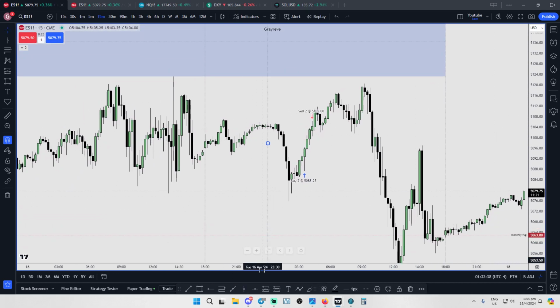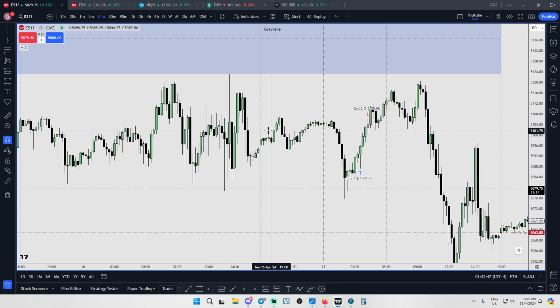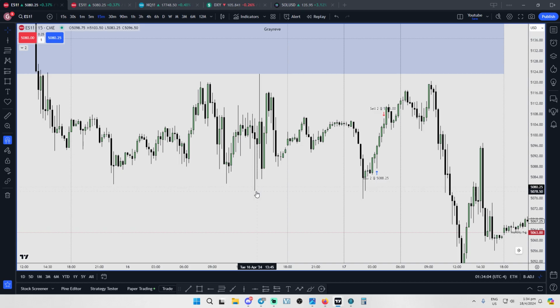Right, let me mark out the London session here. Right, Asia session was in consolidation, which means we're most probably going to have very clean, nice, low resistance liquidity runs during the London session. Okay, so during the London session at 2 a.m., exactly at 2 a.m., we took out Tuesday's low.